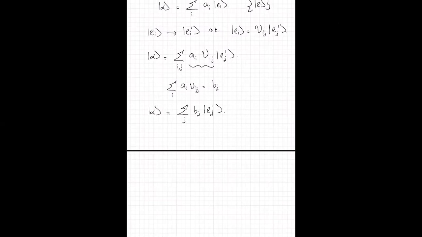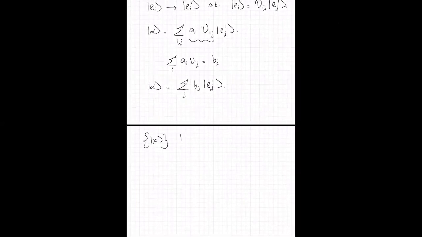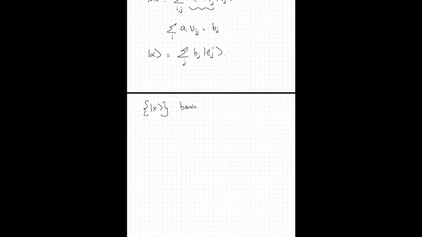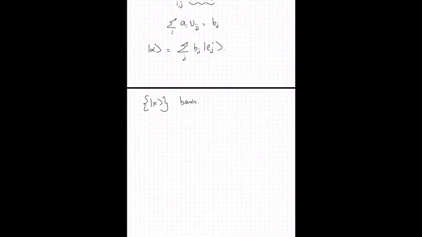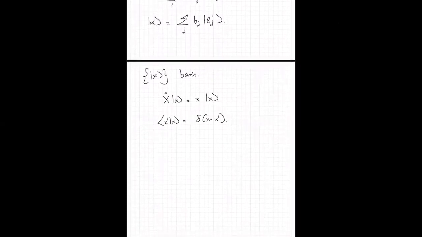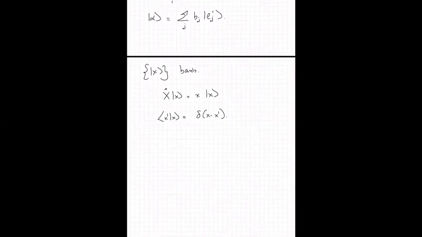The exact same considerations apply to infinite dimensional Hilbert spaces as well, particularly for the X and P representations. So let's quickly recap. The X basis is defined by the eigenvalue equation for X: X acting on |x> is x|x>. And you know that the eigenfunctions are basically delta functions. So <x'|x> equals delta(x minus x') are the eigenfunctions of X in this basis.